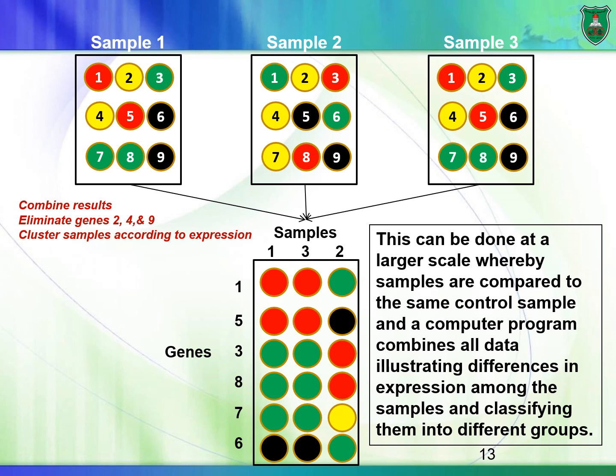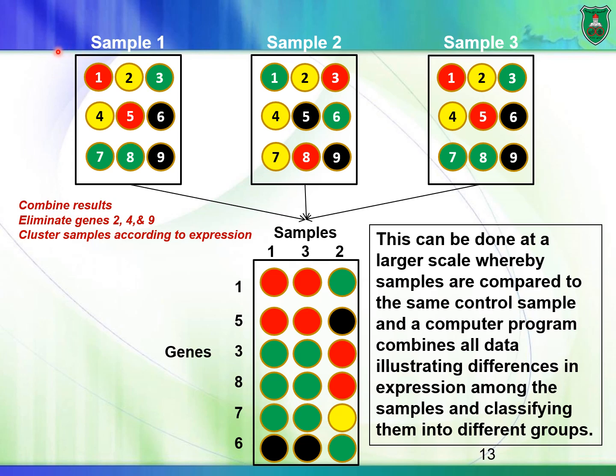So what computers do is that they group diseases that look similar histologically or by name into different groups according to their molecular profile. So this is what can be done for 3 samples: sample 1, sample 2, sample 3. This is the expression of 9 genes in these 3 samples, and we use the same control, let's say the same normal cells.